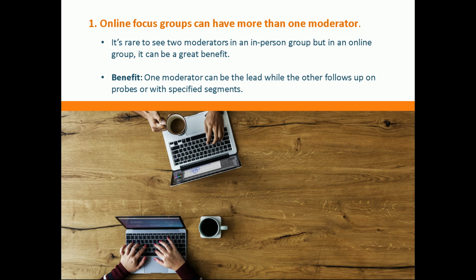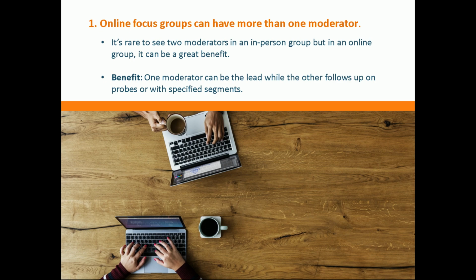It's much easier and frankly more cost effective in an online focus group, because it's not like you're sending two people to travel. The cost of not only hiring a second moderator, but their travel can really make having more than one moderator just not a feasible option for most in-person focus groups. But you can do it in an online focus group.